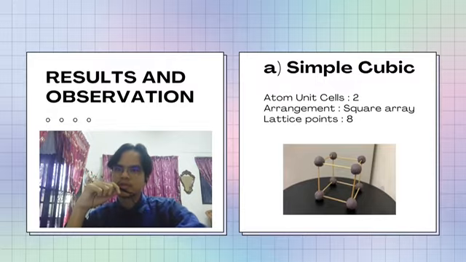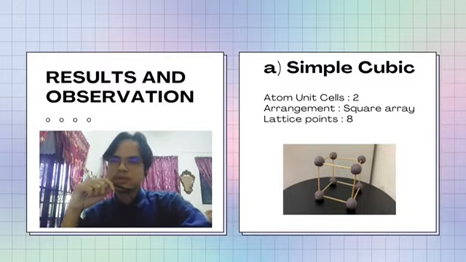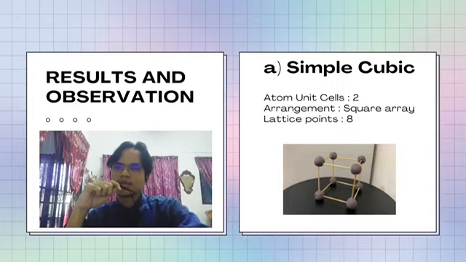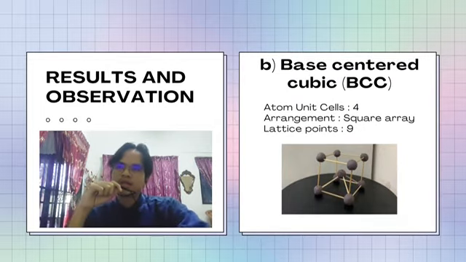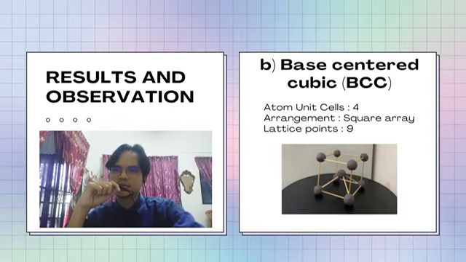So for the observation, firstly for the simple cubic, we observe that it has a number of atom unit cells of 2. The arrangement is square array and it has 8 lattice points. So next, for the BCC or body-centered cubic, it has 4 atom unit cells and the arrangement is square array. And lastly, it has 9 lattice points, which is 1 in the middle and 8 in the corners, each corner.